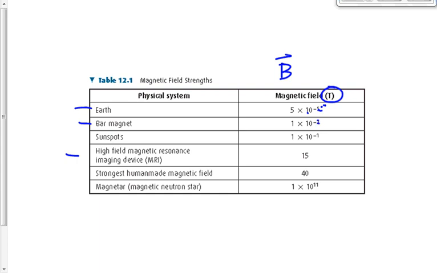Bar magnet, about 1,000 times stronger. Okay, don't remember the numbers. Just remember that a bar magnet is quite a bit stronger than the Earth's magnetic field. How much stronger? It doesn't matter. An MRI machine is a lot stronger still. An MRI machine is pretty close to as strong of a magnet as human beings have ever made.